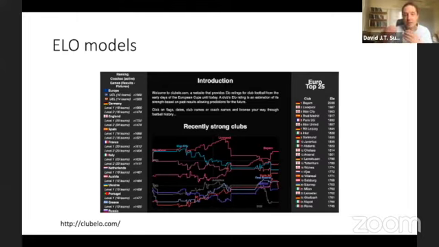The ELO model was mainly used for chess. When you have head-to-head games between chess players, you get points for a win, and you lose points for a loss. But that point exchange depends on the level of your opponents. So if a very good team loses against a very poor team, they give the other team more points than if a good team loses against another very good team. Then they just exchange a small number of points. And there's a nice website, clubelo.com, which uses ELO models to describe football.